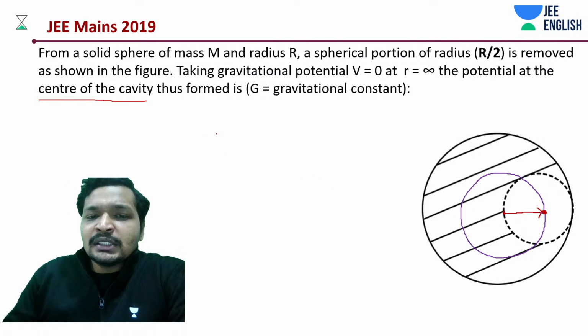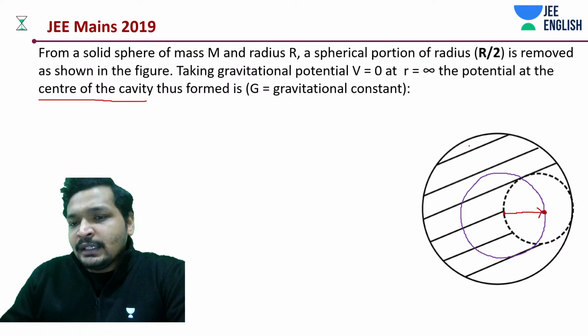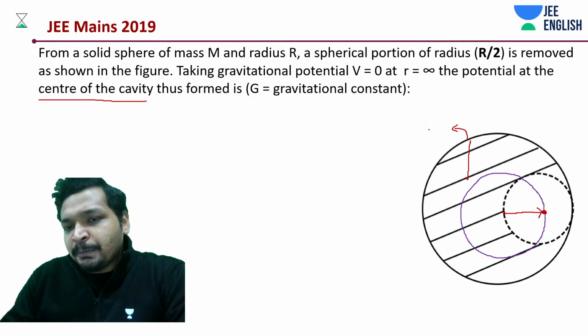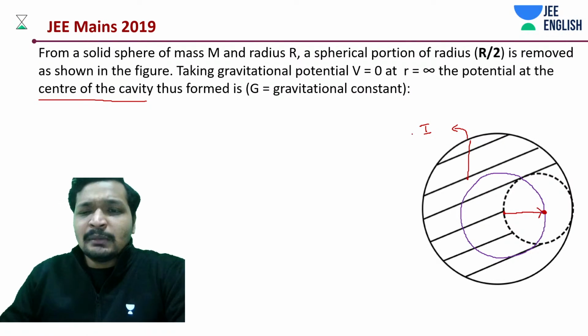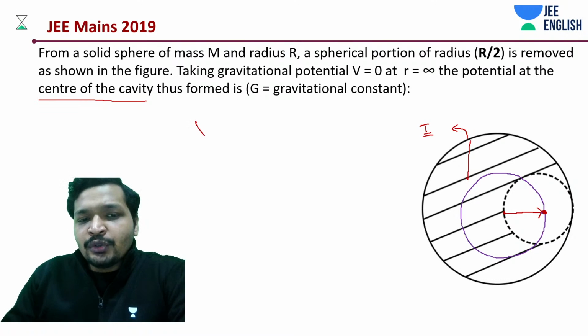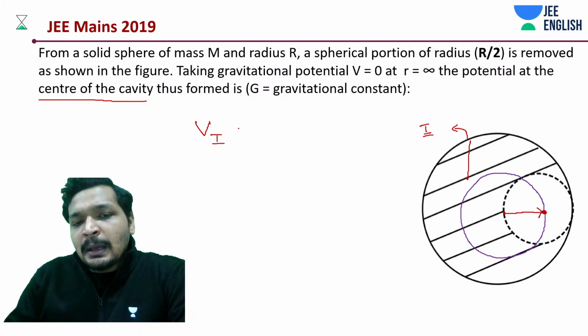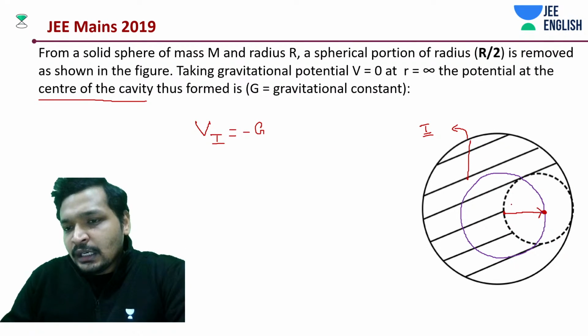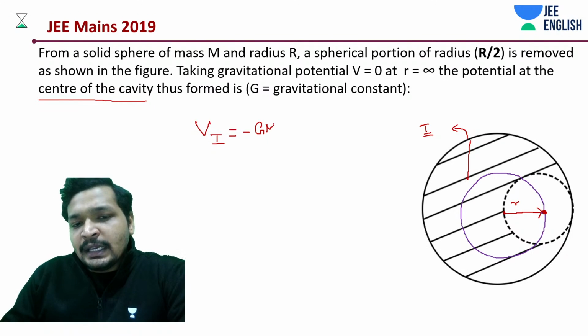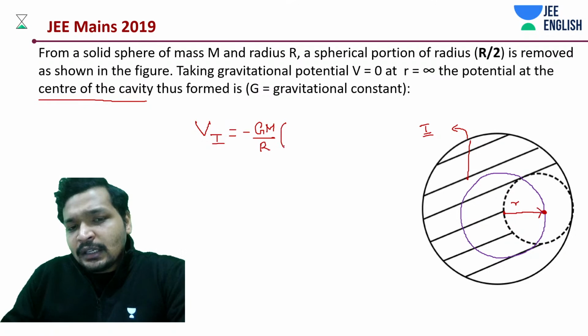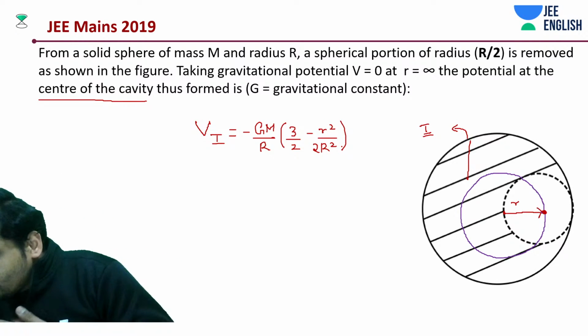So this total thing is part 1. I'm repeating, total mass. Due to this total mass, the potential is going to be minus GM by R into (3/2 minus r squared by 2R squared), where this is a distance r.